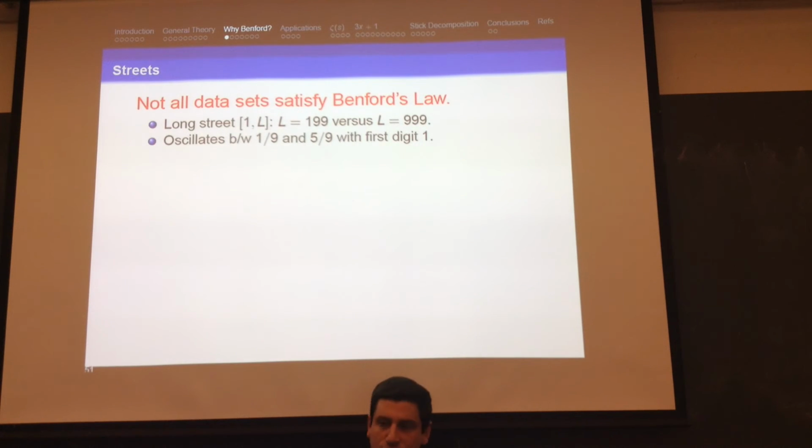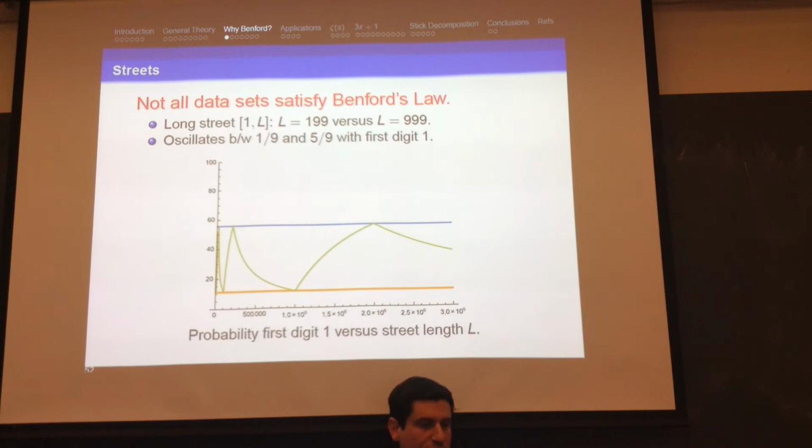Imagine you have a very long street where the houses are labeled from 1 to L. If you stop at the 199th house, you've just gone through a whole swath of houses starting with a 1, and you'll have over half of your data beginning with a 1. If you stop at a street with 999 houses, then you've just gone through an incredible stretch of non-1s. And so you'll see that the probability of a first digit of 1 oscillates between about 1/9 and 5/9, depending on how long the street is. And so here's a little plot: the probability of a first digit of 1 as a function of the street length.